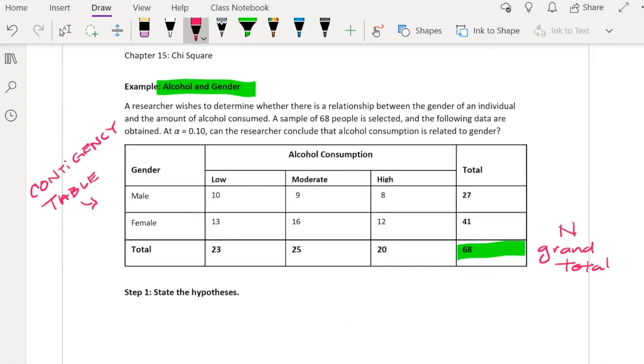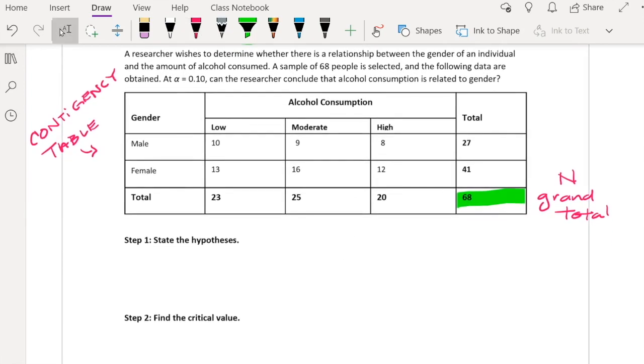So let's write our pair of hypotheses. Our researcher wishes to determine whether there is a relationship between gender of an individual and the amount of alcohol consumed. So usually when I teach this to a face-to-face class, I'll go, yeah, there's a difference. Let's see what the data tells us.